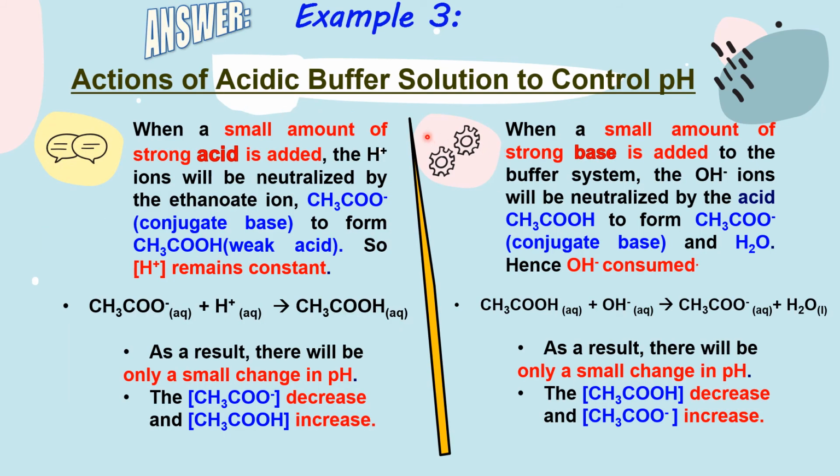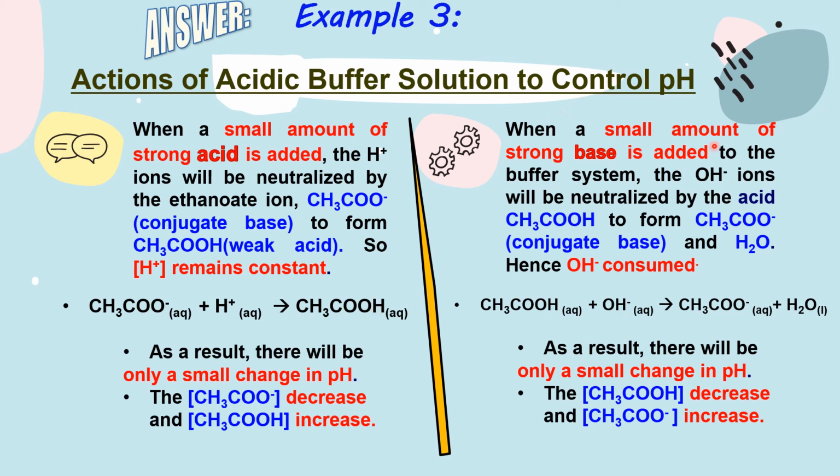This is the explanation on the action of acidic buffer solution to control pH. For the first case, when a small amount of strong acid is added, it will react with the conjugate base, the ethanoate ion, and form ethanoic acid, which is a weak acid. So the concentration of the buffer, and also the concentration of the H plus ion, remains constant. As a result, there is only a small change in pH because the strong acid added reacts with the conjugate base and produces the weak acid. So the concentration of the conjugate base decreases, and the concentration of the weak acid increases.